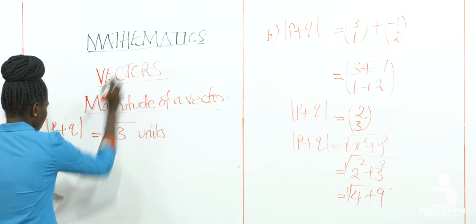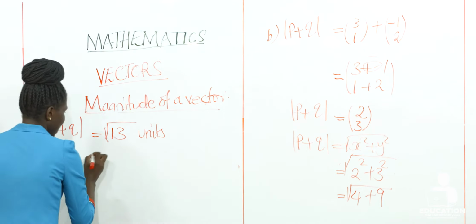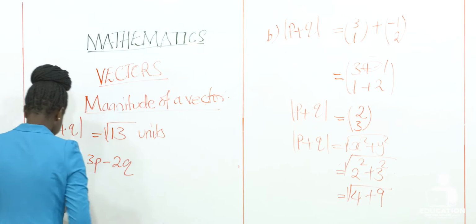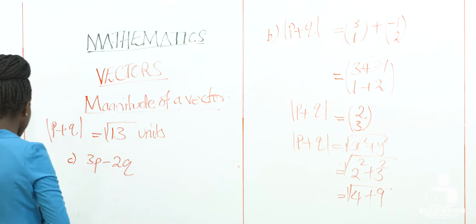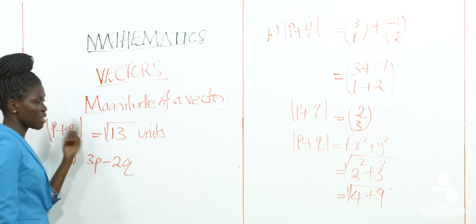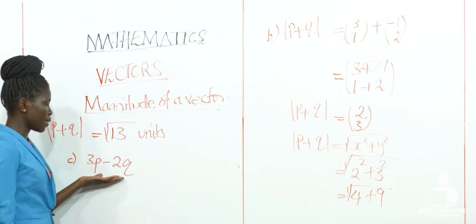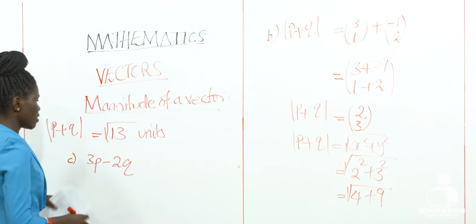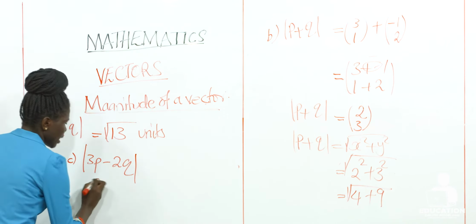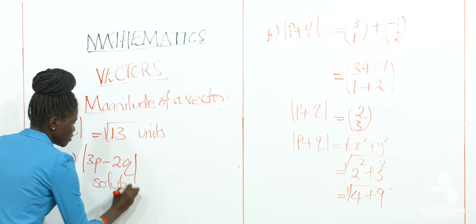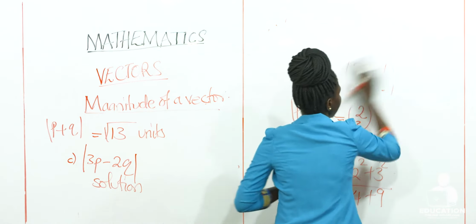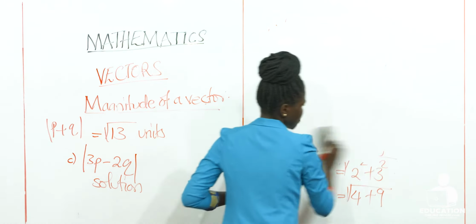Let's have the next one, which is example C. It was telling us to find 3P minus 2Q. So we should be careful with reading the questions. When the question asks you to find the magnitude, it means you must find the magnitude. But if it is plain, it means you only work out and get the final answer. But for this case, we are finding the length for all the numbers. So when given a number like this, the first thing you need to do is to get the solution for the given number before you find its magnitude.